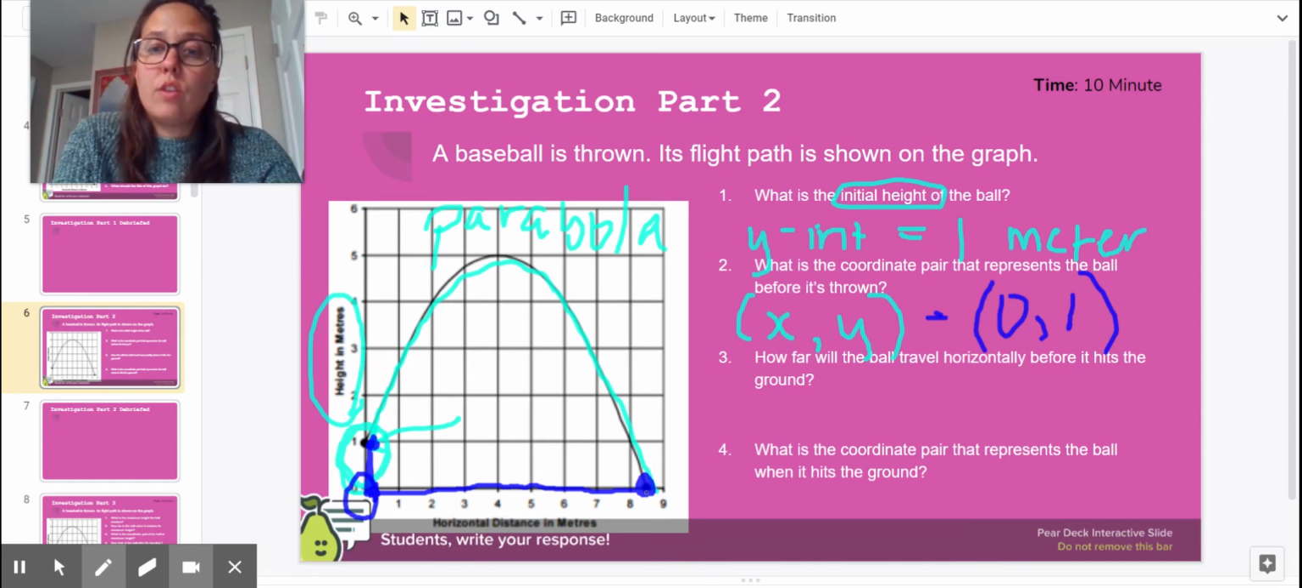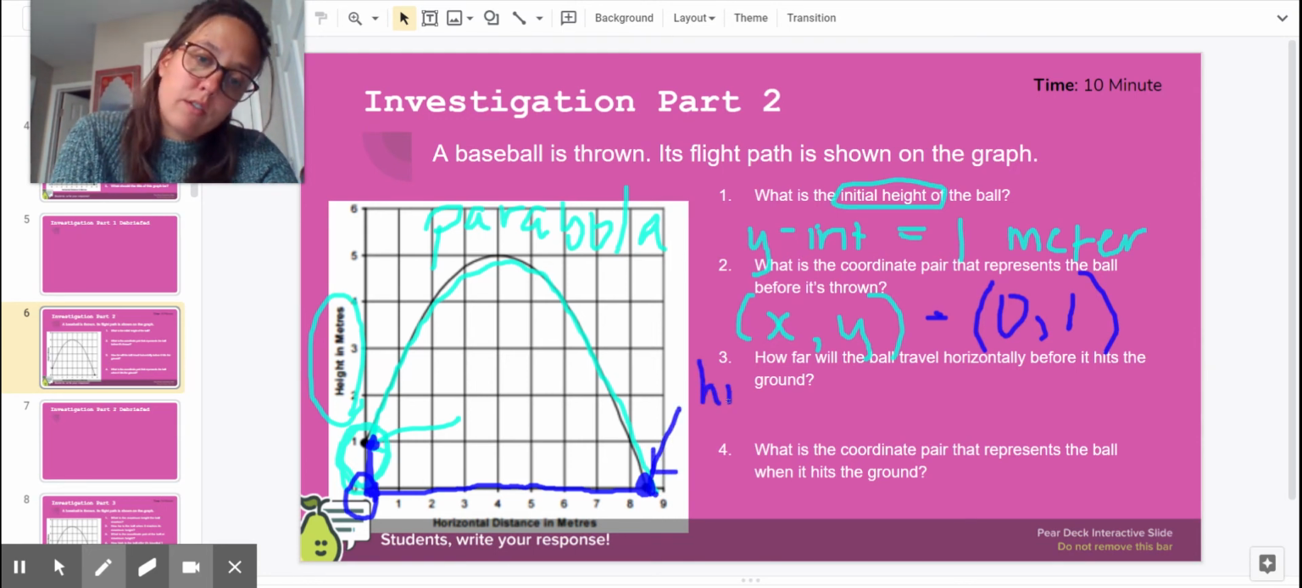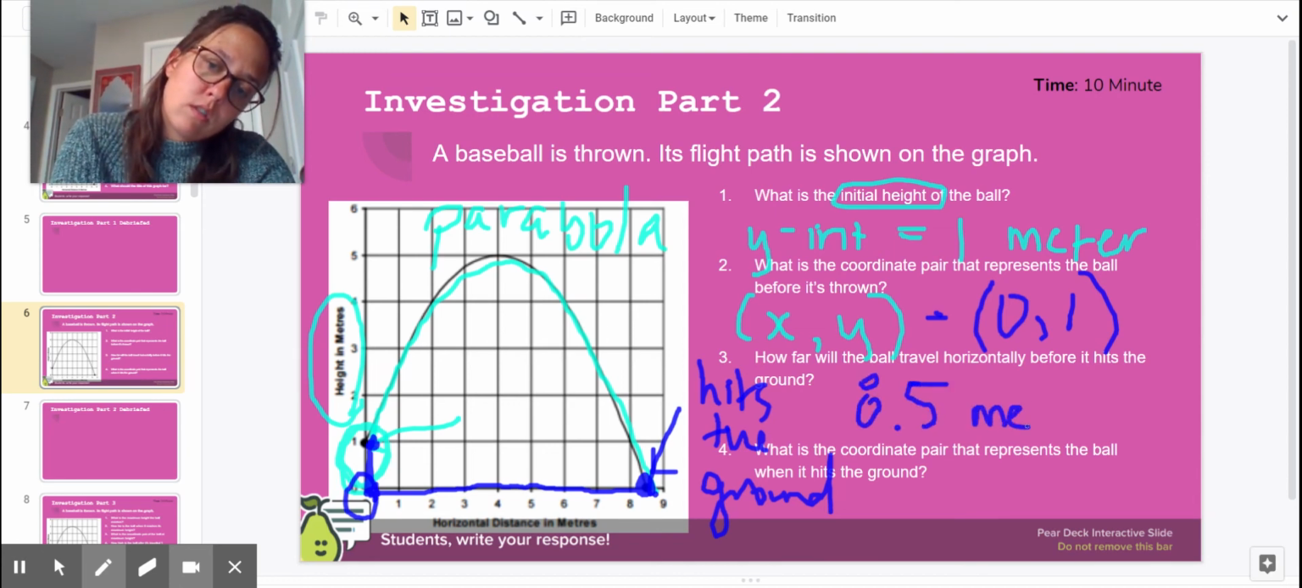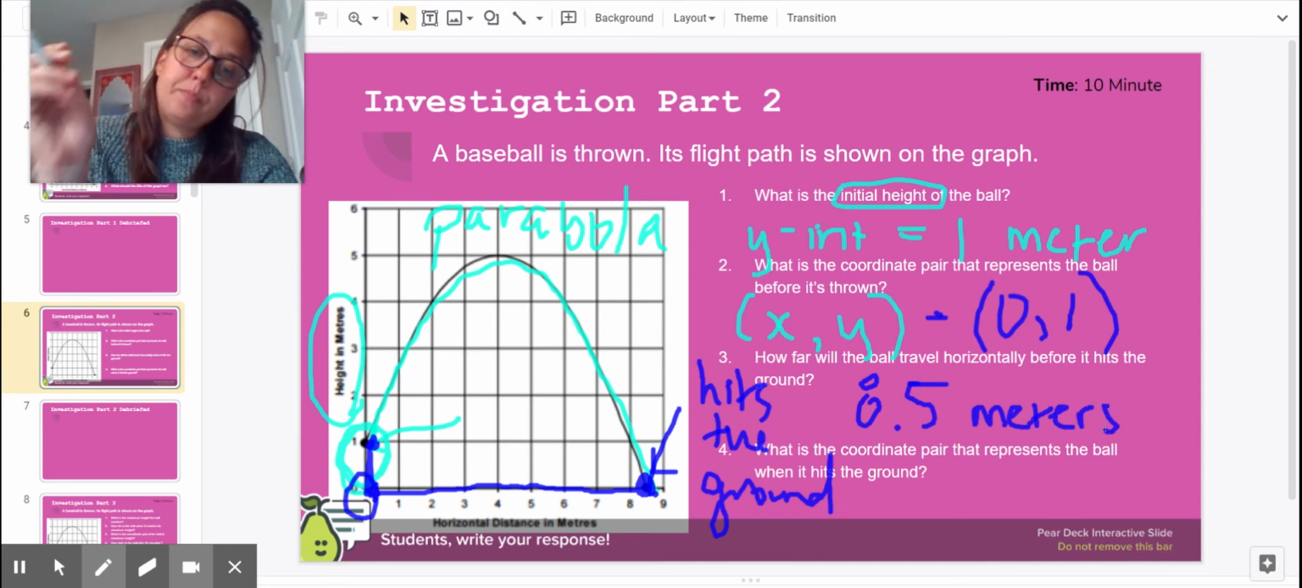So the ball would be here when it hits the ground, right? Because the height of the ball is 0. And if the height of the ball is 0, that means it's on the ground. So it would be about 8.5 meters before it hits the ground. That's how far it travels.